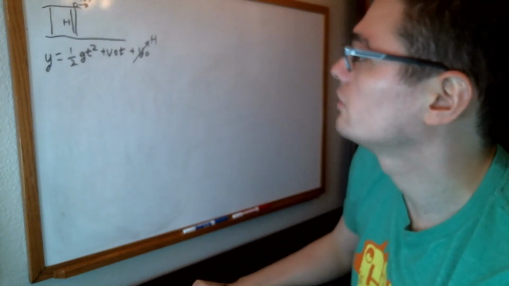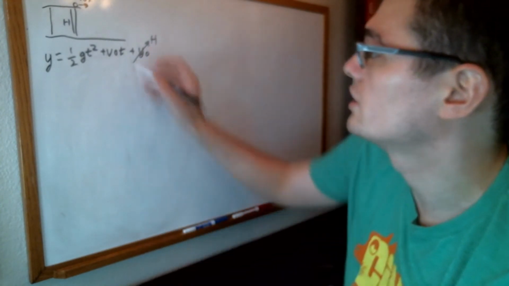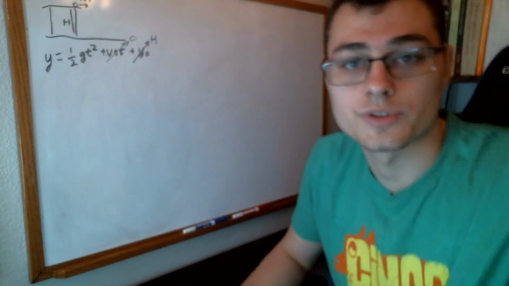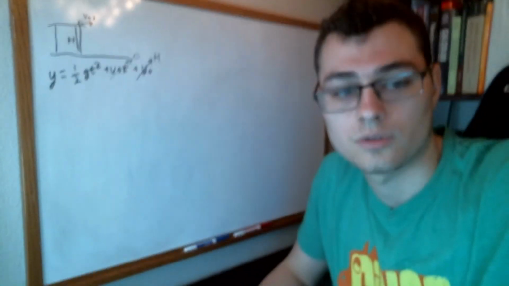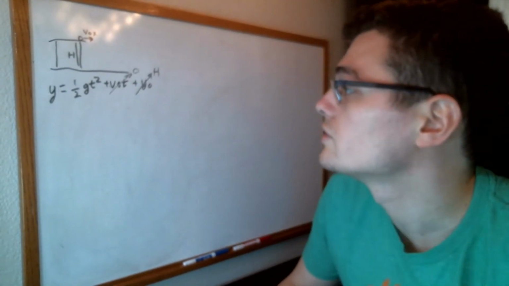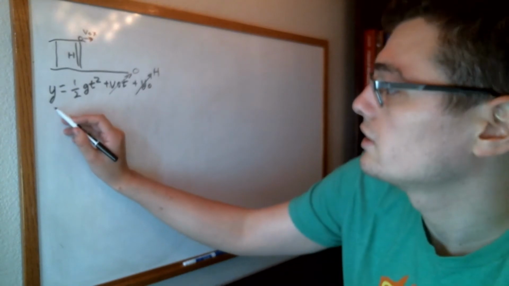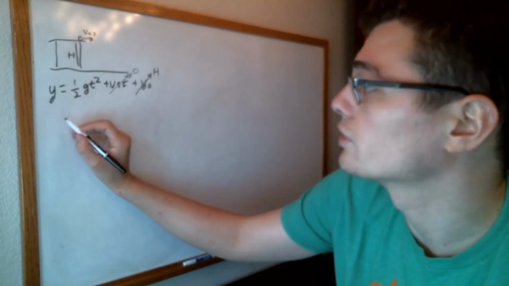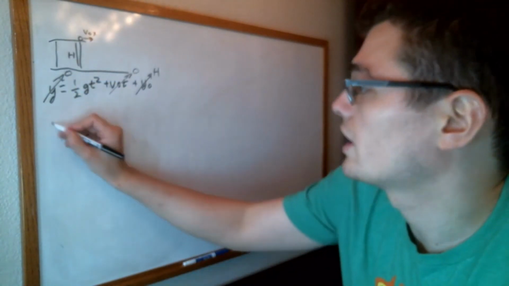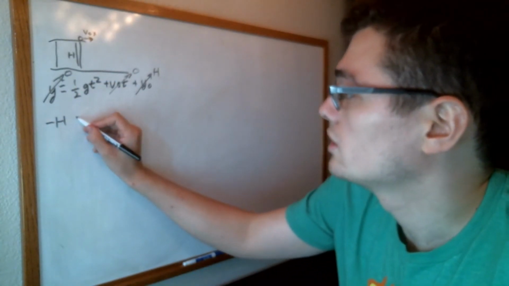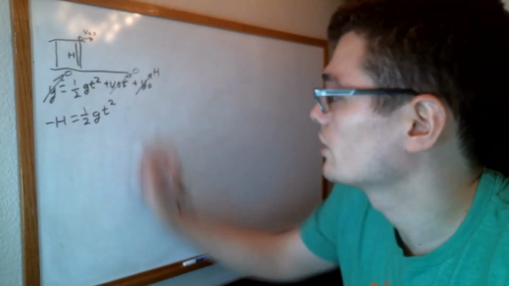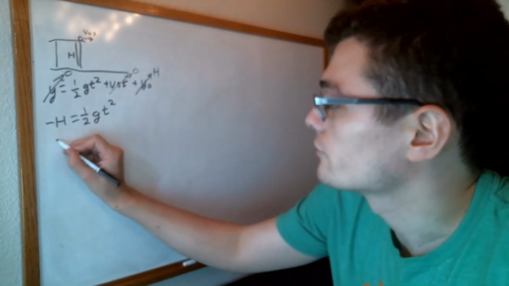And its velocity in the y direction is going to be 0 as it rolls off the table. And we have everything else that we need. So in this case, y is going to be 0 because the floor is going to be 0. So we'll say that's 0. And so then we have negative h is equal to 1/2 gt squared. And so then we solve for t.